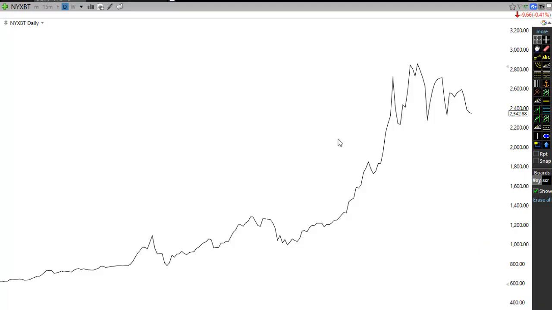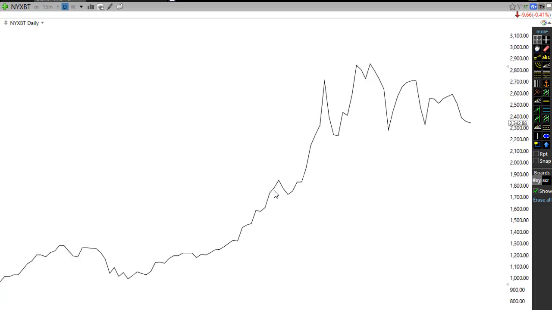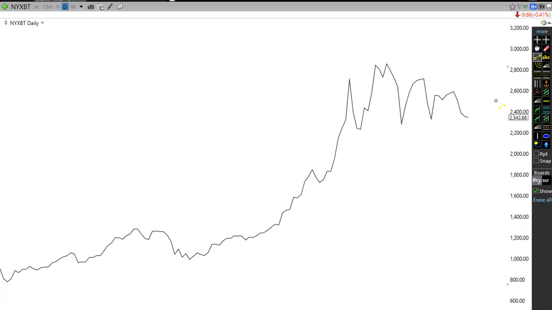Let's get straight into Bitcoin. Now, Bitcoin on the daily chart, guys. Bitcoin on the daily chart right now, what can we see? We can see Bitcoin on the daily chart is just squeezing up into an oval triangle pattern. And if you just look at this here, it's basically making an oval triangle pattern.